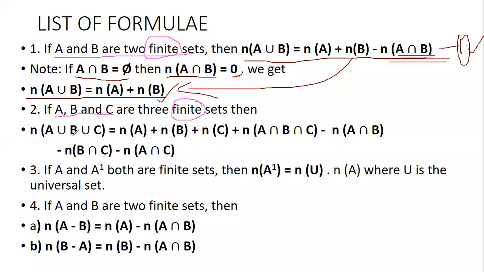n of A union B union C is equal to n of A, how many numbers are there in A, and then n of B, how many numbers are there in B, plus n of C, how many numbers are there in C. So the value for n of A union B union C is equal to n of A plus n of B plus n of C, and then plus n of A intersection B intersection C. Until here, if you observe both formulas, it is almost the same, just that there is no C in the first and C is added here.